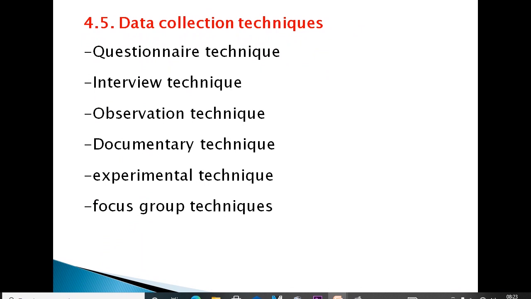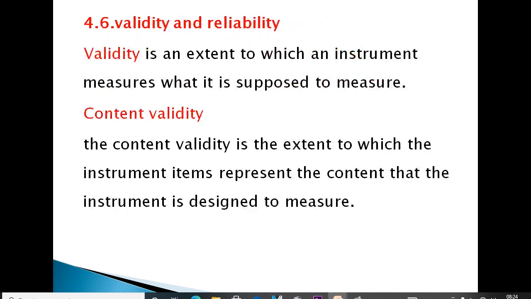Then the documentary technique is used when the researcher uses secondary data. In this, he must document himself. This is the reason why it is called documentary technique. So these are data collection techniques: questionnaire, interview, observation, documentary technique, experimental technique, and the focus group interview.